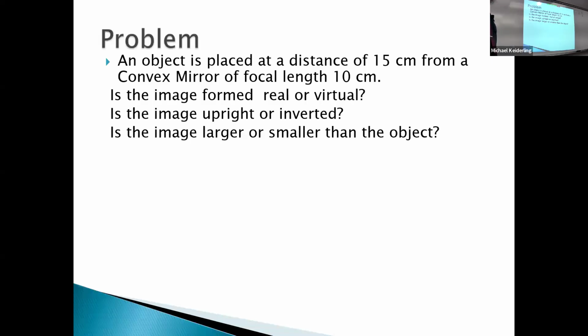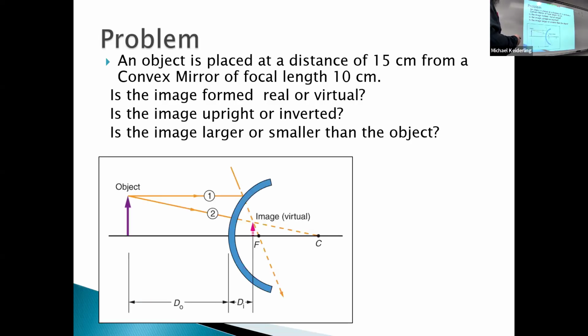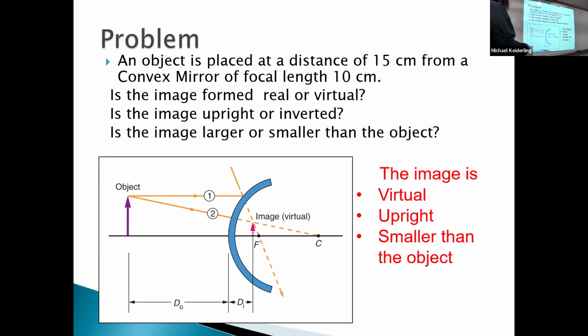Now here we have a convex mirror. For a convex mirror, the answers to these questions are always the same. The image will always be virtual, upright, and smaller than the object. In this case, we're looking at one where it's 15 centimeters with a focal length of 10 centimeters. But the image will always be virtual, upright, and smaller than the object.